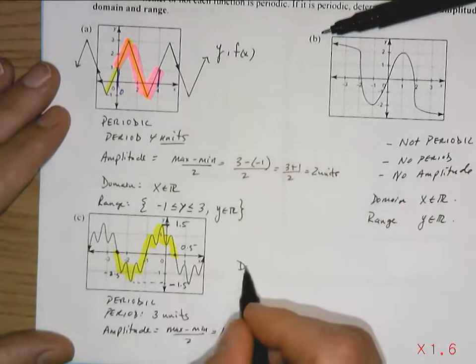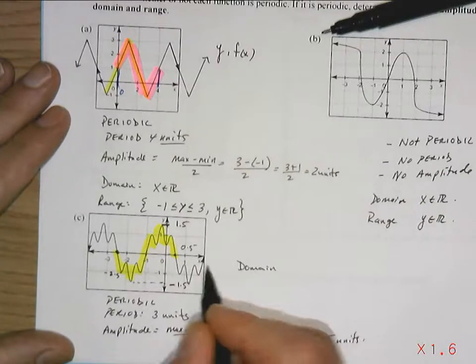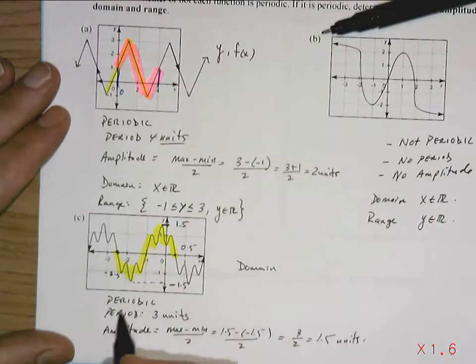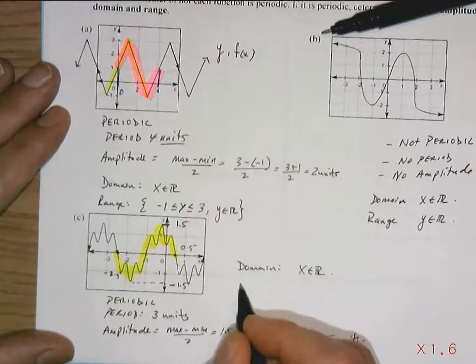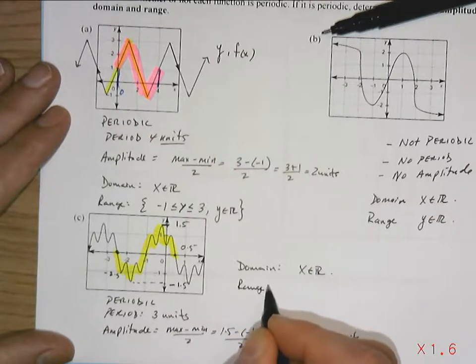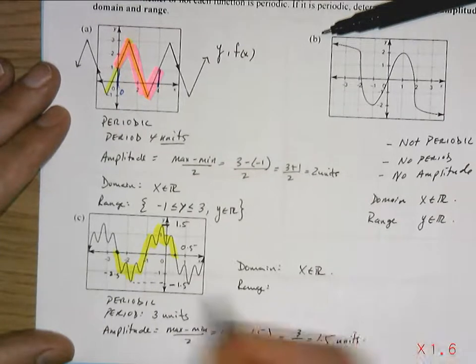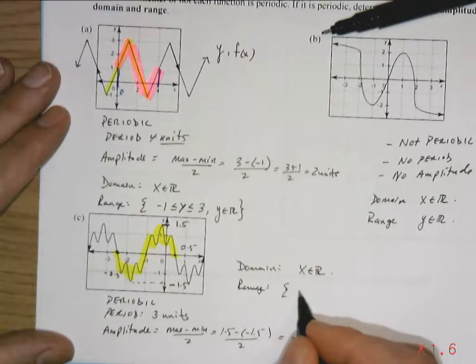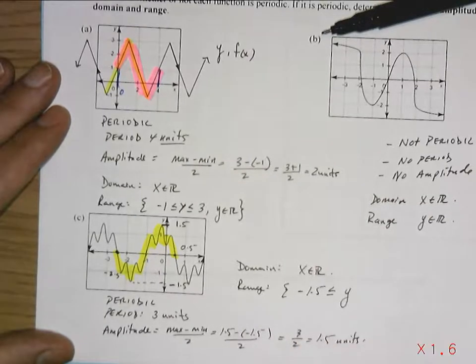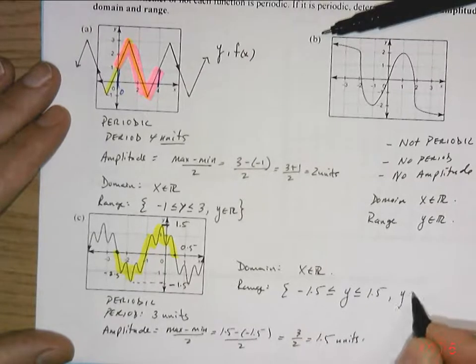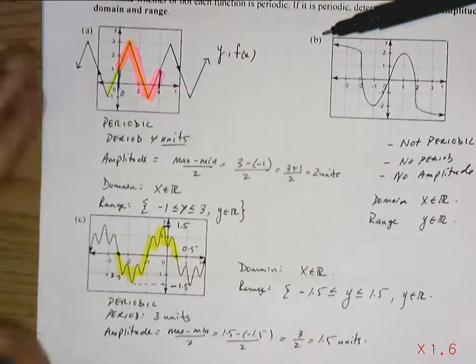Its domain and range, let's put it over here. Domain, the arrows indicate that it keeps going, and we're making the assumption that it's periodic. So x is an element of the real numbers. And the range, we're going to go up and we're going to go down. So I would start with the lowest one, negative 1.5. y must be greater than or equal to negative 1.5, y must be less than or equal to 1.5, and y is an element of the real numbers. All right, that's example 1. I'm going to stop here and we'll go on to example 2.